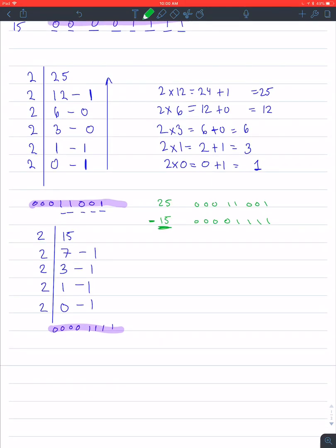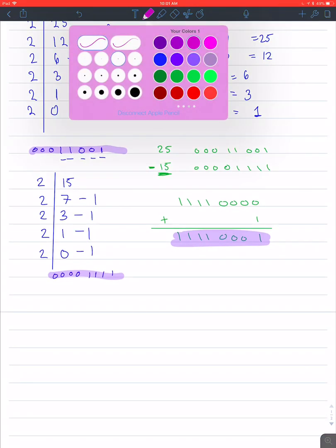Your first step is you want to change all the zeros into ones and the ones into zeros. So 15 is easy. You're just going to do 1, 1, 1, 1, 0, 0, 0, 0, and then you need to add 1 to it. Literally, you just do plus 1. So now it becomes 1, 1, 1, 1, 0, 0, 0, 1. This here is the 2's complement of that 15. Now we can just add them straight up.